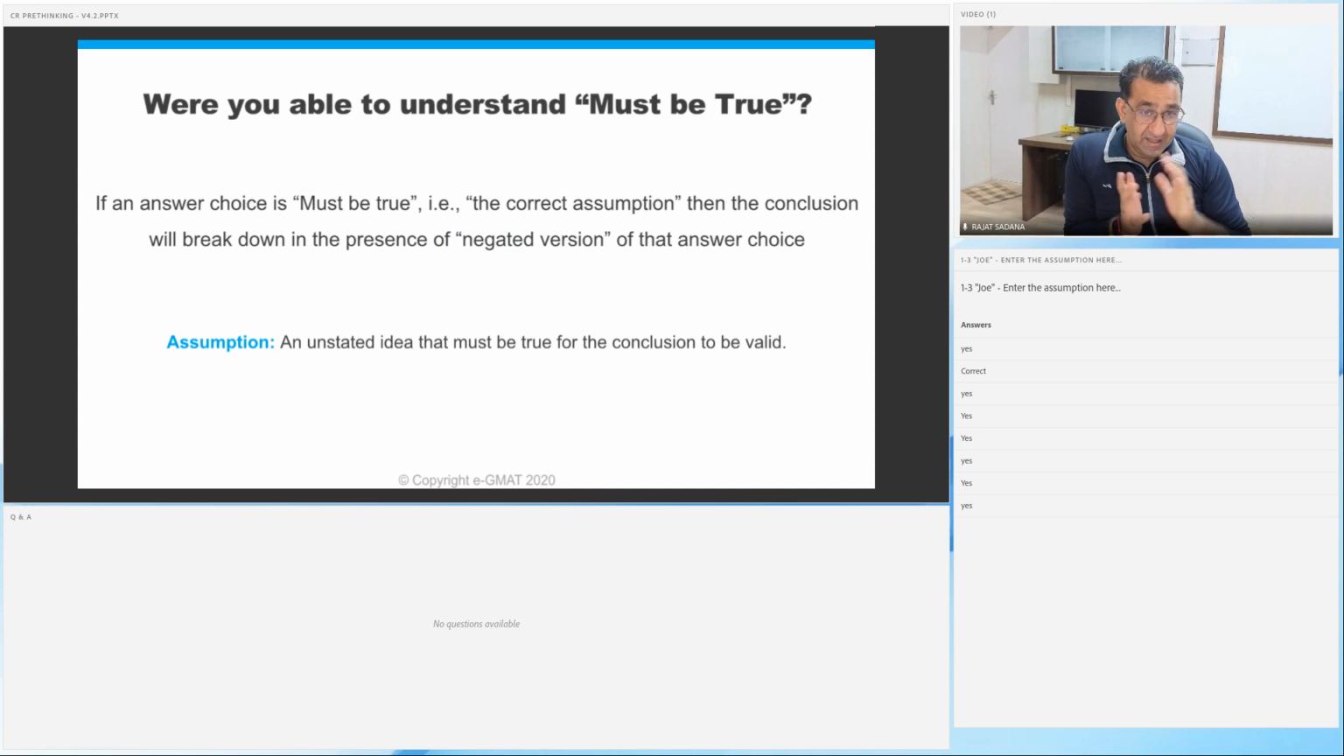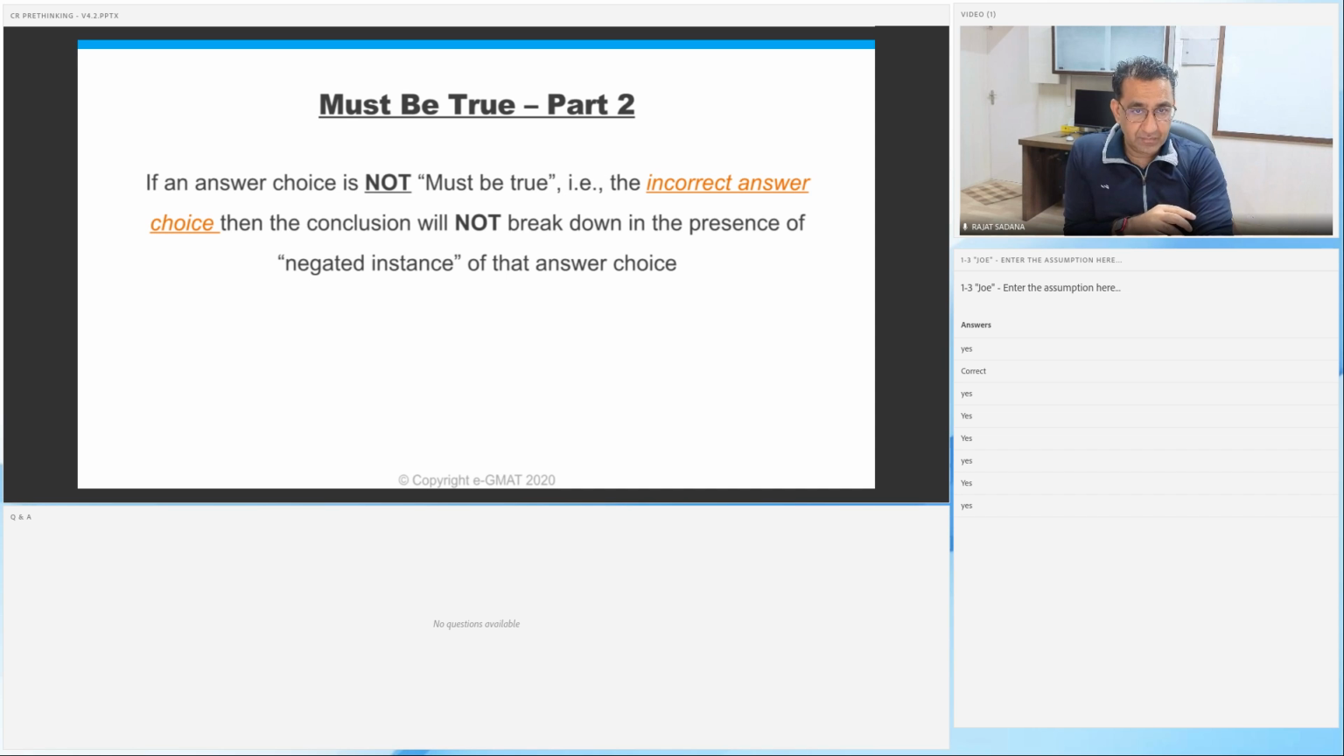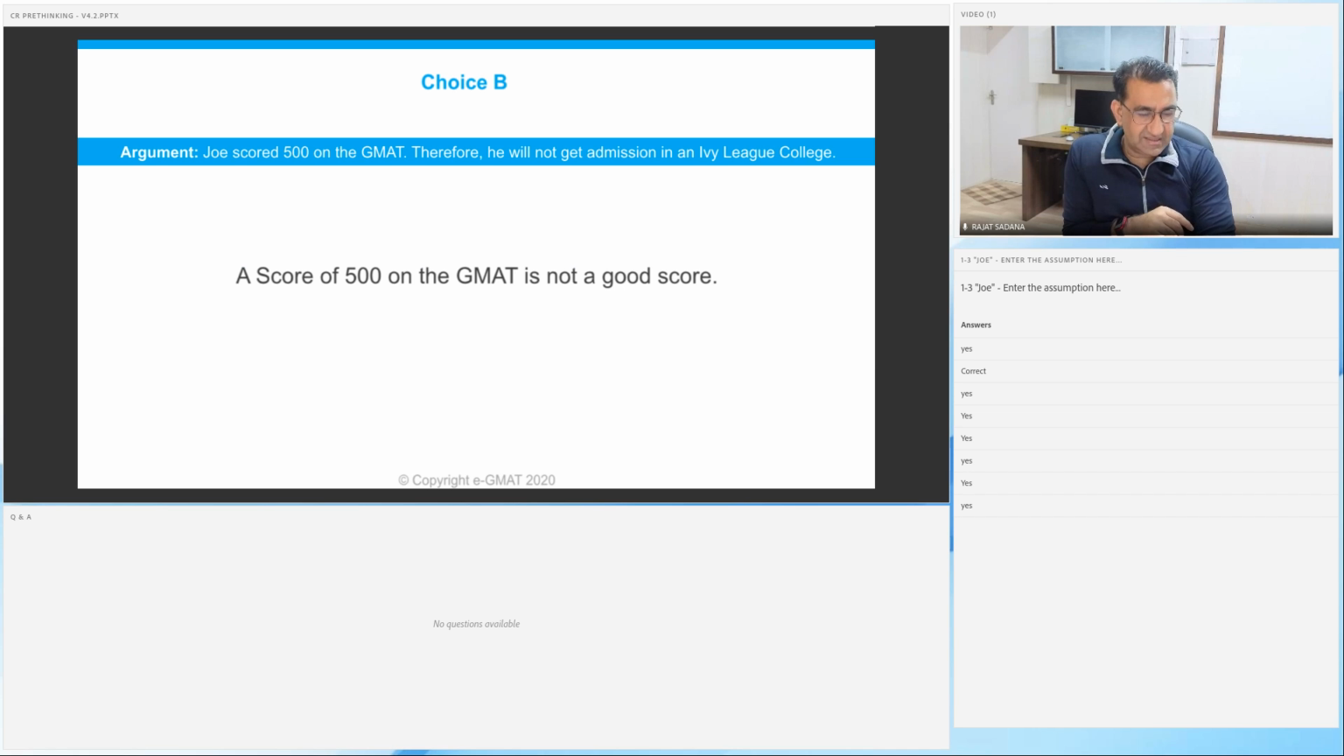If an answer choice is the correct choice, then the conclusion will be shattered in the presence of the negated version of that. It also cuts across the other way, which is what we call a negation test. If it's an incorrect answer choice, then the conclusion will not break down in the presence of the negated version of that answer choice.